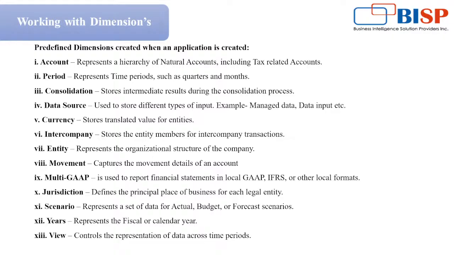Like if you don't want any data, you can remove it. If you want it partially, you can partially add it. It can be either 50%, 100%, or according to any other logic. Logic is one of the consolidation parts that we are going to study in further classes. Coming to the next point, besides these 13 predefined dimensions, you can also create custom dimensions.